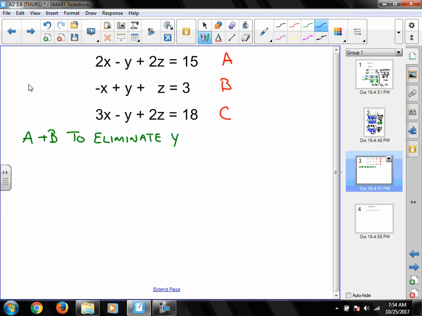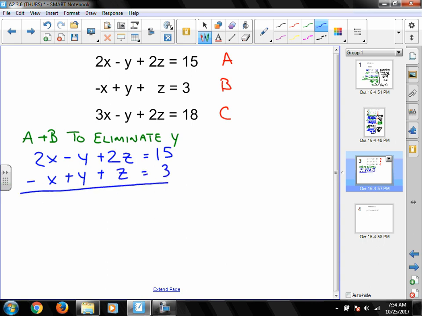Since I haven't manipulated A and B, I take 2x minus y plus 2z. Again, here's where crossing my z's comes in, so it doesn't look like 22. And that's still going to equal 15. And I take negative x plus y plus z. That's going to equal 3. Add those two together. I'm going to get x, y's are gone, plus 3z is equal to 18. All right. So I've already got one variable down. I'm going to call this equation D.